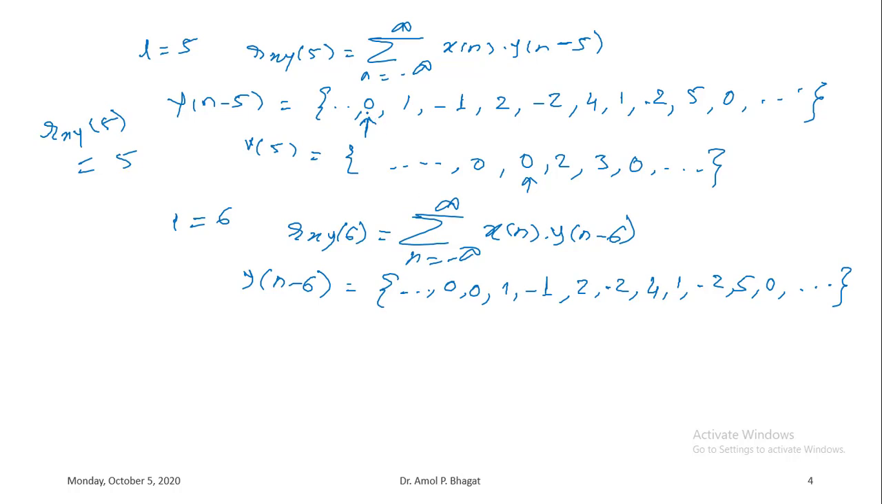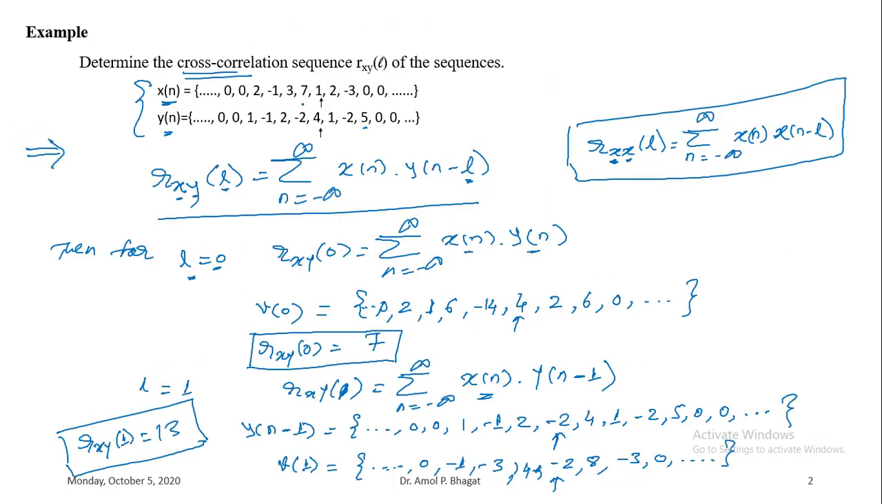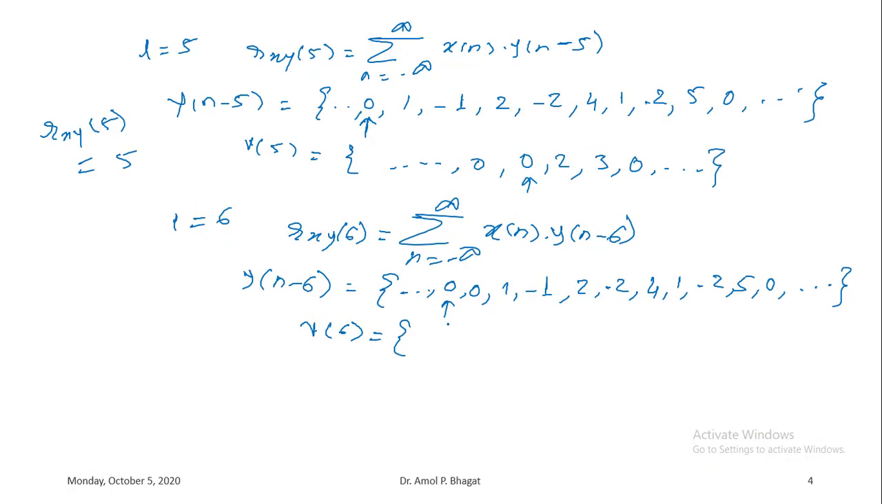So origin was at 0, so again it will be shifted by 1 in the left direction, so origin will be at this 0, right? Again y of n minus 6 will get multiplied with x of n. So I can write this product sequence as v of 6. At origin it is 0, so 0 multiplied by 1 will be 0, right? So it will be 0. The remaining values on the left hand side are 0, so it will be 0 only on the left hand side.